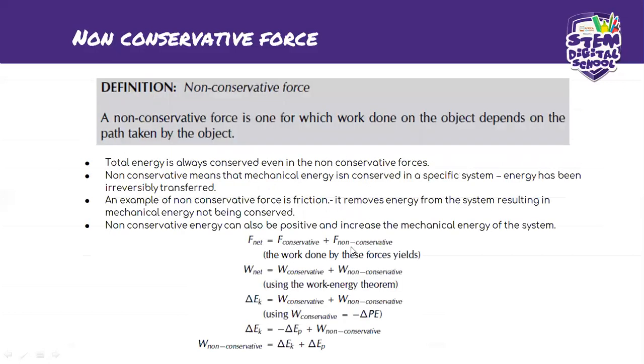Okay, so now we're moving to the non-conservative force. A non-conservative force is one for which work done on an object depends on the path taken by the object. Okay, so total energy is always conserved even with a non-conservative force. Non-conservative means that mechanical energy isn't conserved in a specific system. Energy has been irreversibly transferred. An example of a non-conservative force is friction. It removes energy from the system, resulting in mechanical energy not being conserved.